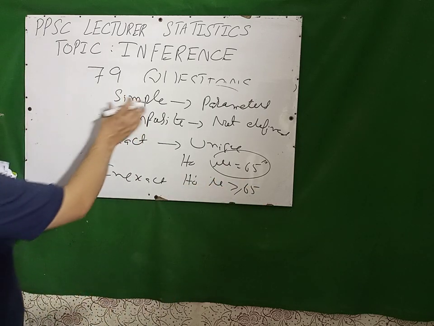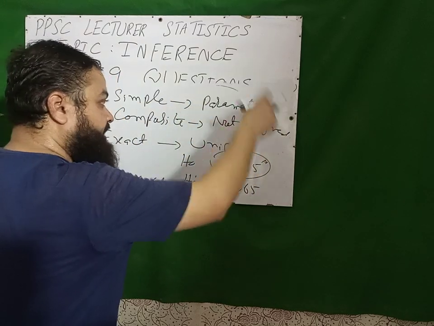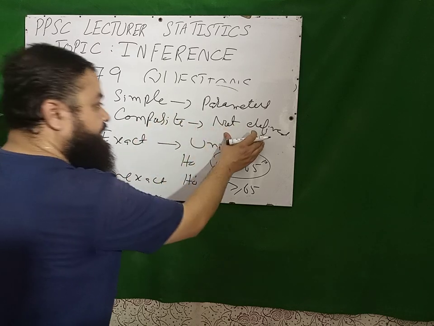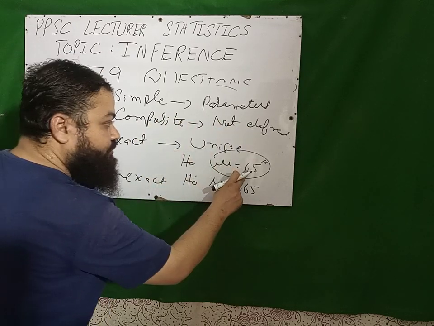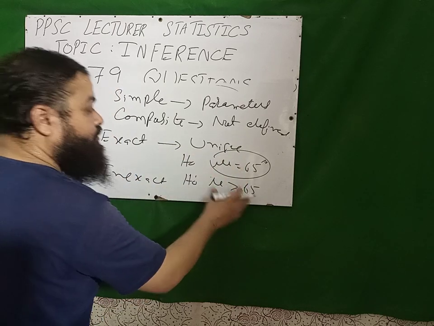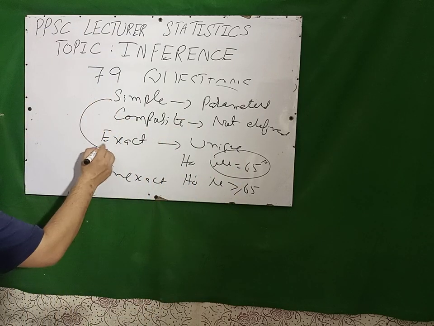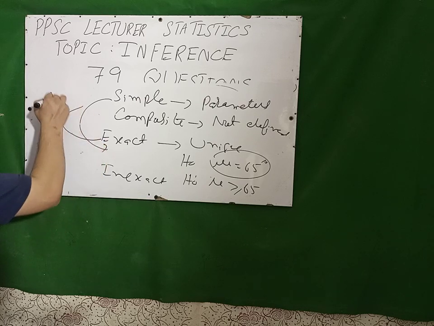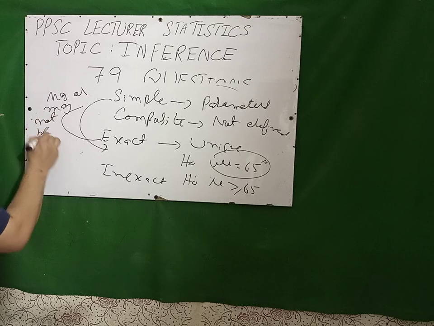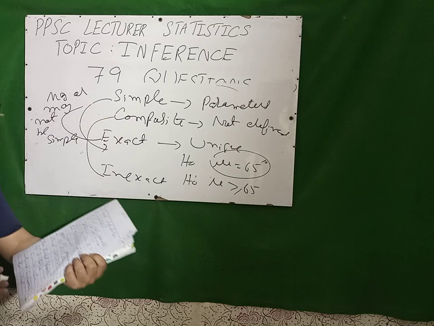So what did you learn? In simple hypothesis, all the parameters of the distribution are defined. Composite, in which all the parameters of the distribution are not defined. In exact, we have a unique value of the H naught. In inexact, we do not have a unique value of the population parameter. And one important thing, simple hypothesis must be exact, and exact may or may not be simple. One more concept, inexact is also called composite hypothesis.